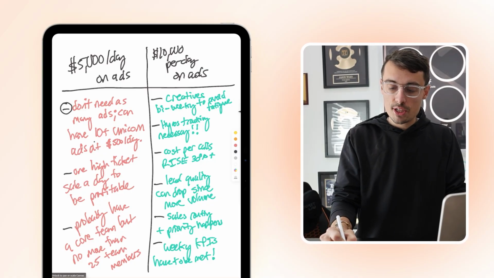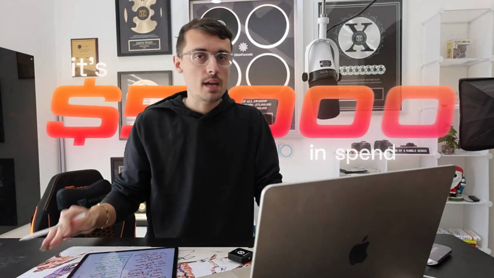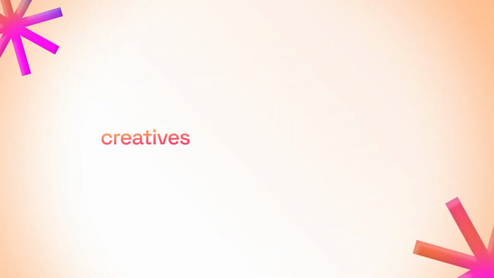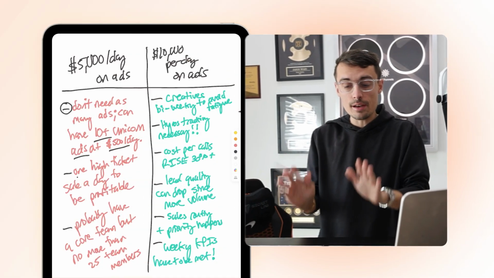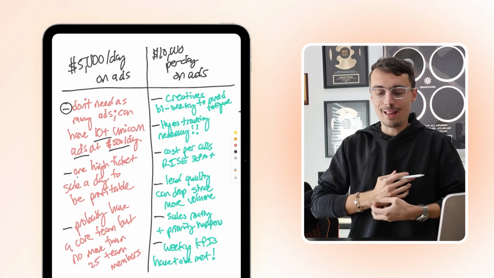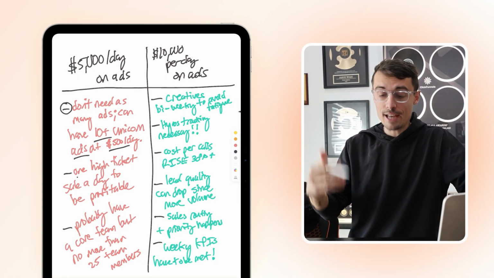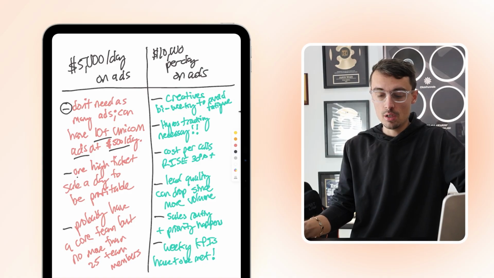You can have 10 plus unicorn ads at $500 a day. If I have 10 ads at $500 a day, it's 5K a day in spend. And creatives can last that long if they have unicorn ads. And finding 10 unicorn ads does not take that long, okay? I would give that like 2 to 3 months to find really good 10 unicorn videos/images, okay?